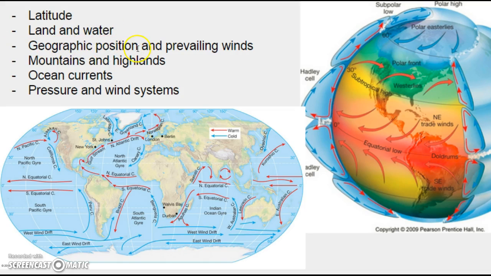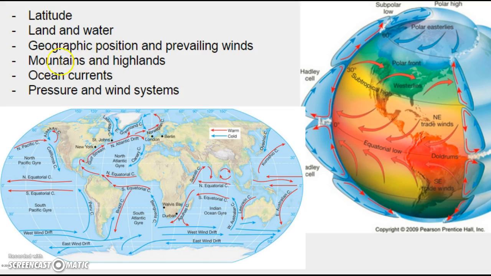Moving on, geographic position and prevailing winds. This is a wind map. Winds coming off of, say, a body of water are also going to be influencing the temperature and precipitation conditions. We can't ignore that winds are going to be bringing the temperature conditions and the potential for precipitation, both of which are climatic factors.